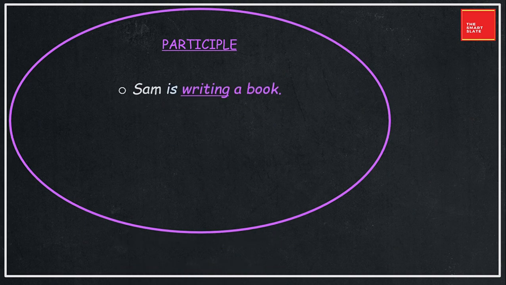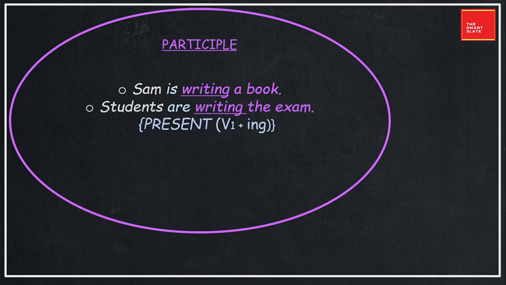Participle. In case of present participle and past participle, we have two participles. So here, Sam is writing a book and students are writing the exam. I have changed the subject Sam to students, but writing is still the same. When you change the number of persons or subject, the verb gets changed, that is is and are. So is and are are the finite verbs, but writing is the present participle and it remains the same. Present participle is the verb when you add verb plus ing. So writing is your non-finite verb.